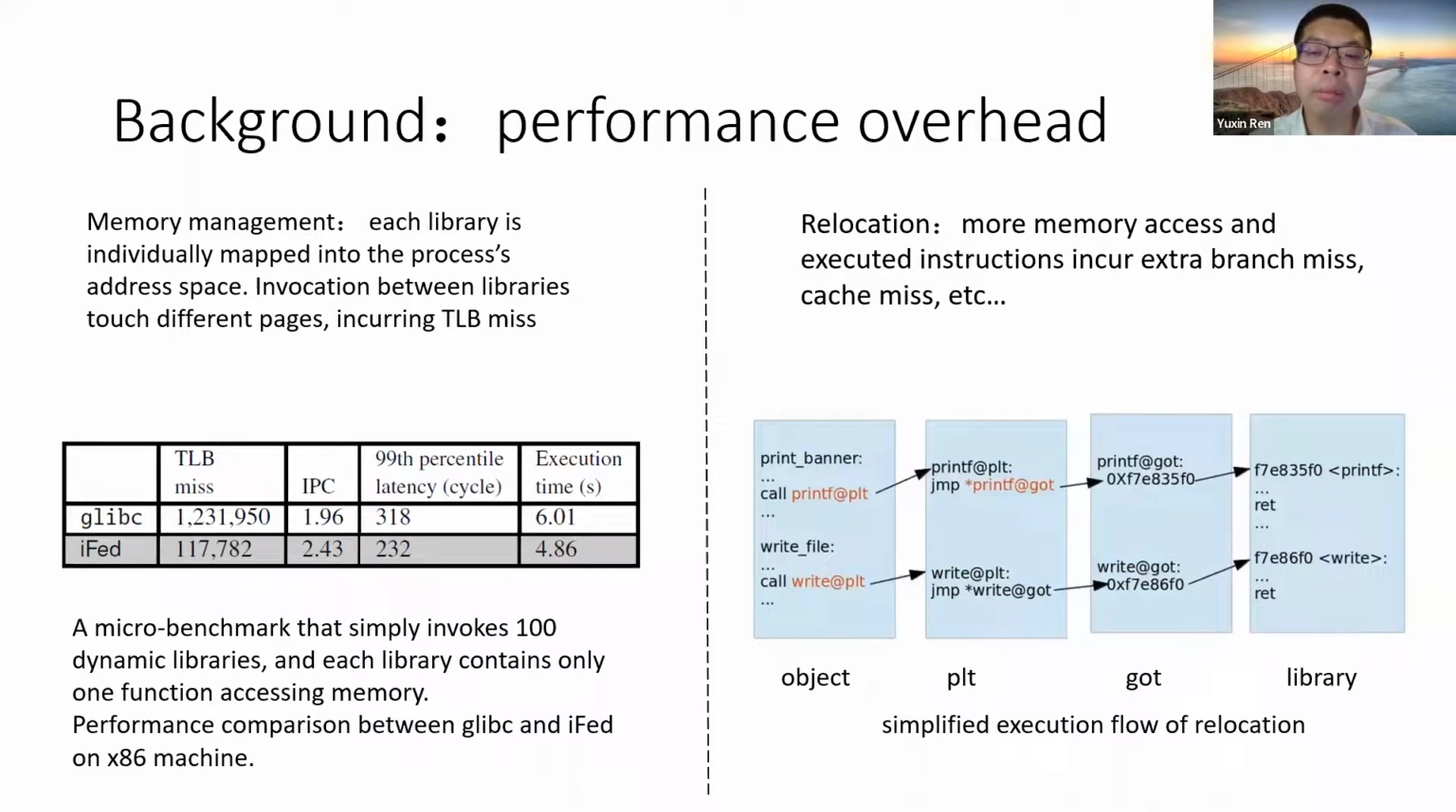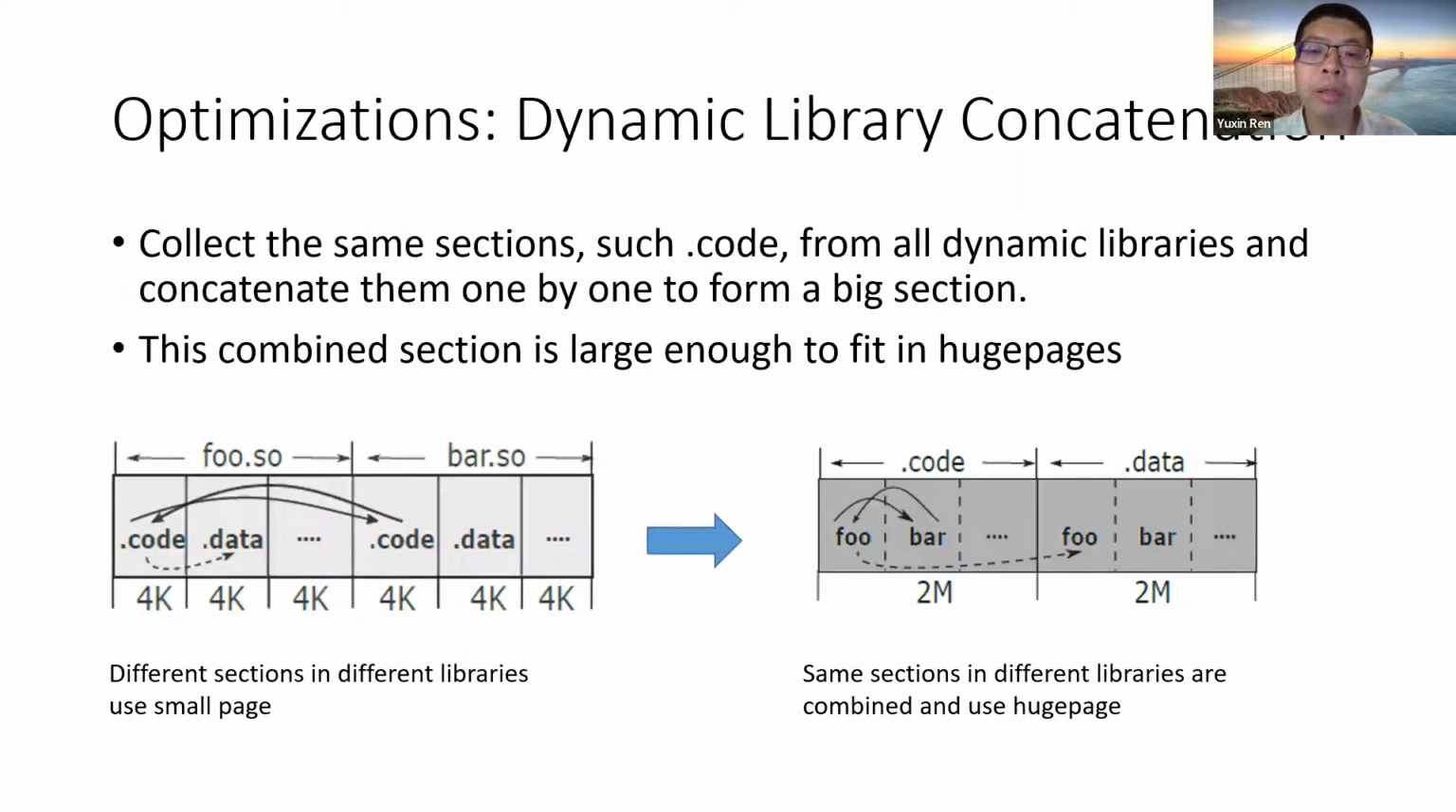Those relocation mechanisms introduce more instructions and memory access to each of those cross-library function calls. Thus, eliminating those overheads is necessary to achieve optimal performance. And I will talk about our technique to fix it. Now, let me introduce some optimization and techniques we applied for dynamic loading.